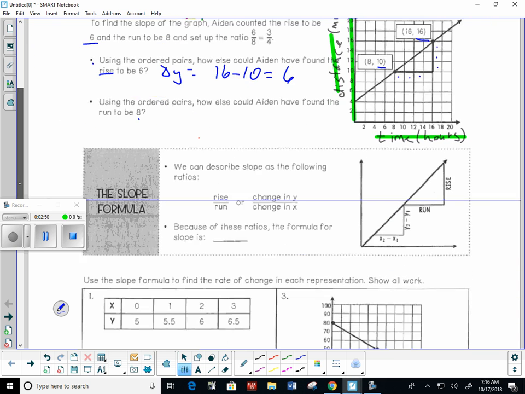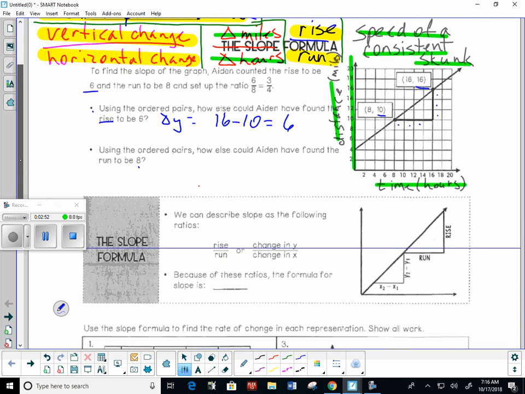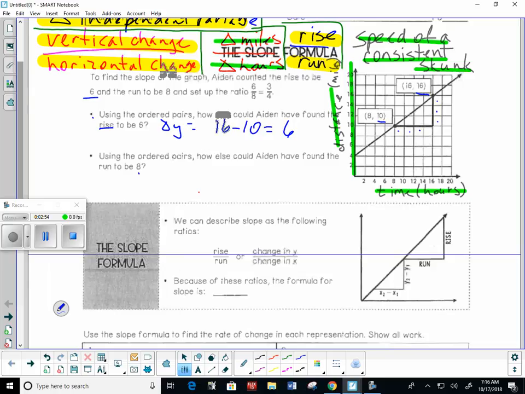And then using the ordered pairs, how else could Aiden have found the run to be 8? That's going to be the change in x. This is our y value. So then we could have found the change in x. We could have said our x is going to be 16 as well, and we're going to take away 8. And that would have given us 8.